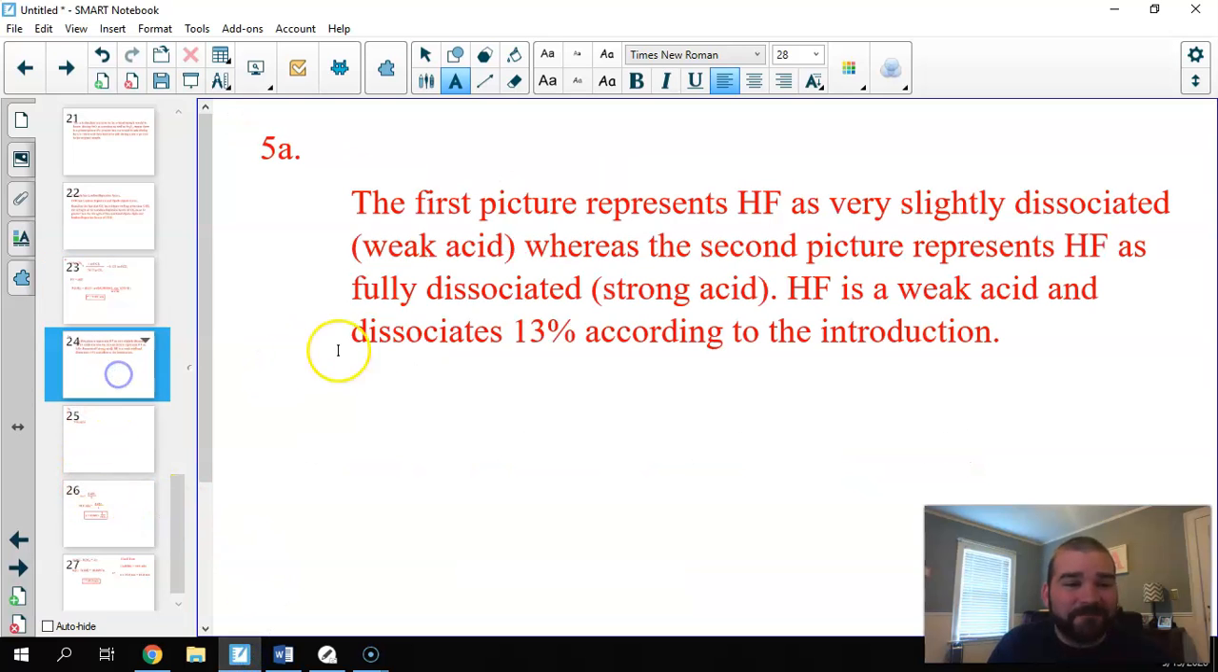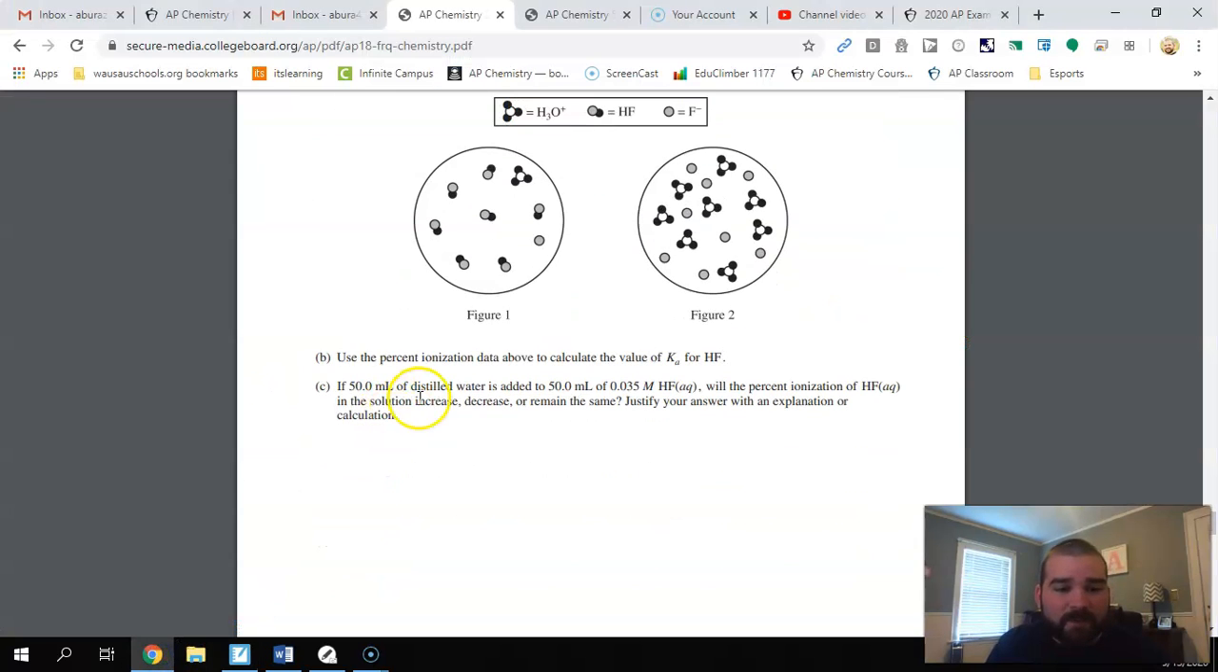So here's my answer. The first picture represents HF as very slightly dissociated, whereas the second picture represents HF as fully dissociated. HF is a weak acid, and it dissociates 13% according to the introduction. So picture 1 is better. Easy as that. Part B, use the percent ionization to calculate Ka. That's unit 8. We're skipping it. Part C, if 50 milliliters of distilled water was added to 50 milliliters of the HF, what will the percent ionization of HF do: increase, decrease, or remain the same? That's unit 8. So we're not going to deal with that either.